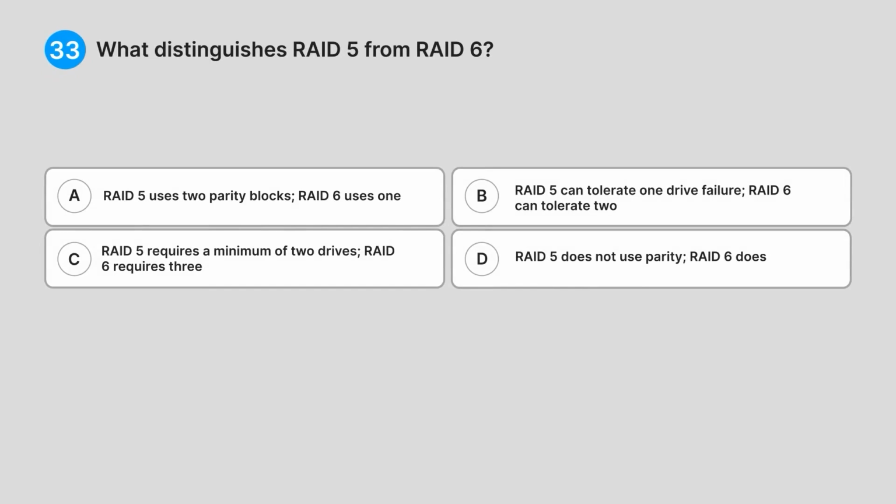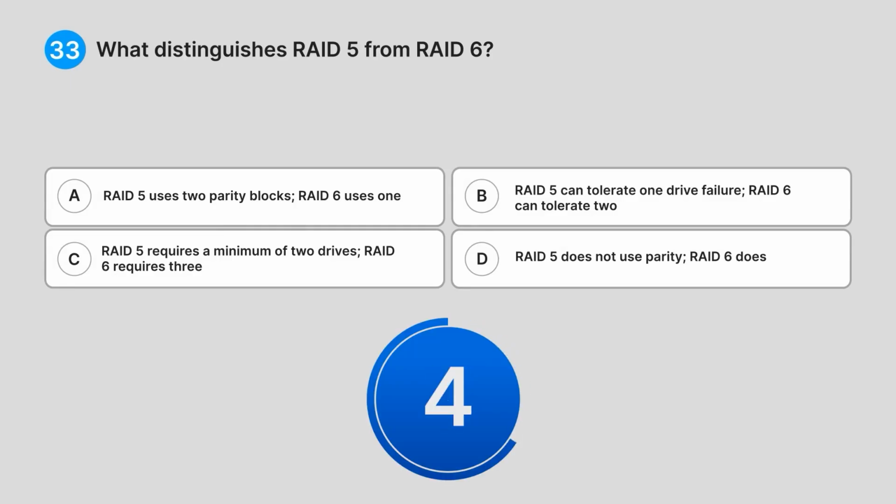33. What distinguishes RAID 5 from RAID 6? A. RAID 5 uses 2 parity blocks, RAID 6 uses 1. B. RAID 5 can tolerate 1 drive failure, RAID 6 can tolerate 2. C. RAID 5 requires a minimum of 2 drives, RAID 6 requires 3. D. RAID 5 does not use parity, RAID 6 does. What do you think is the answer?